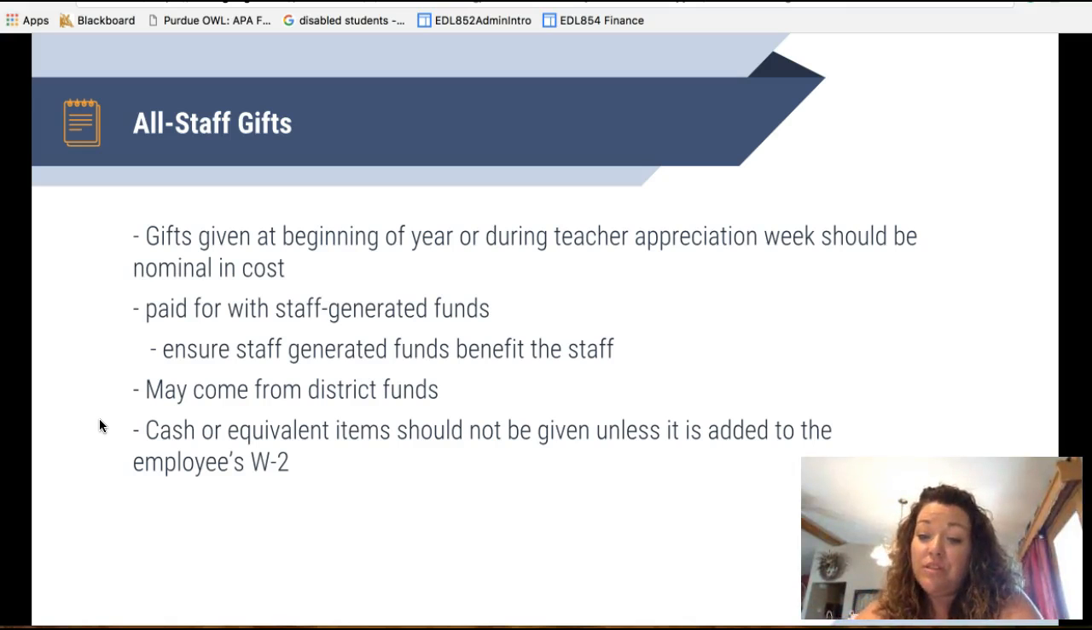We just have to ensure that those funds benefit the staff, not necessarily the students. Sometimes in some districts, these funds come from district funds. The district says, hey, you have X amount of dollars to spend on Teacher Appreciation Week gifts. And it's important to remember that cash or items comparable to cash should not be given to employees unless it's going to be reported on the employee's W-2 as taxable income.